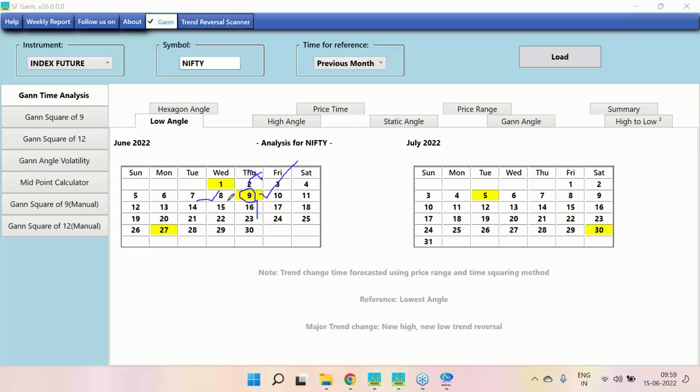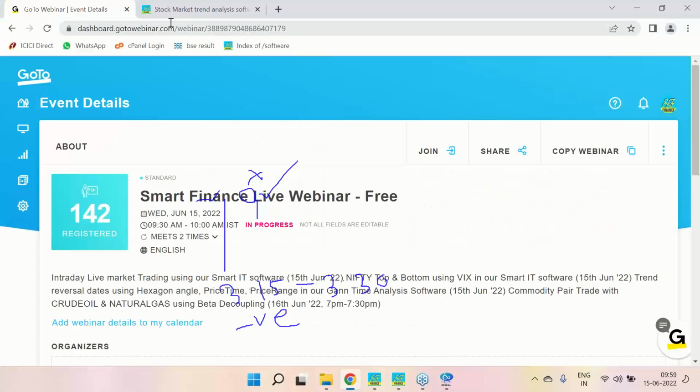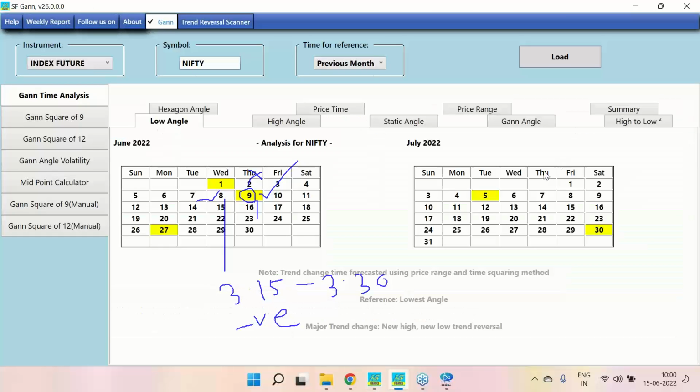One day prior, so on the 8th towards the end, around 3:15 to 3:30, you will know where the price is trending. If a negative closing is going to happen, what you have to do is buy the future and hedge it with a put option, that is, buy a put option. It's the simplest hedging. So you hedge this position and hold it till the opening hour of the 9th.